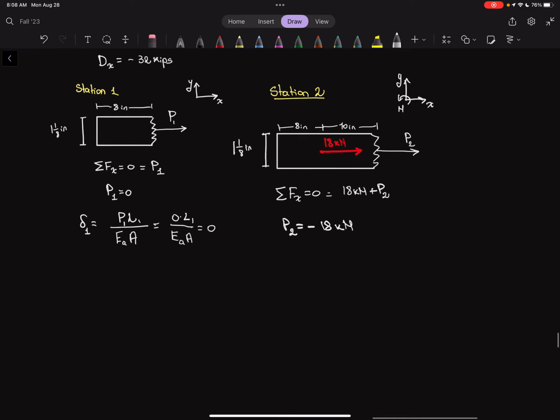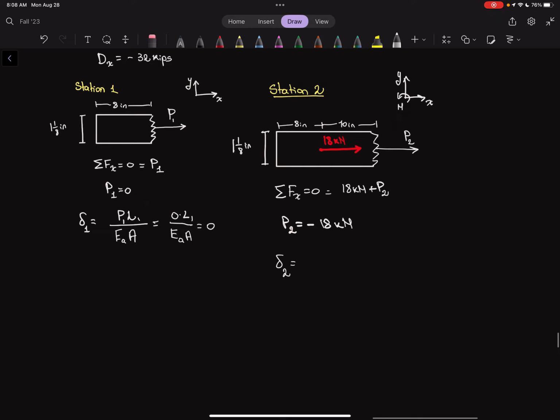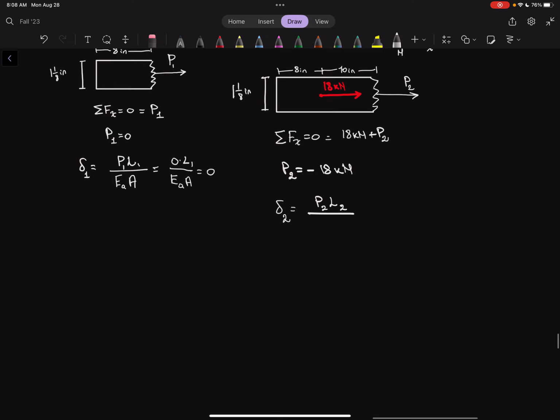18 kilonewtons. Now here, the deformation 2 will be P2 times L2, which is this L over here, because remember, we've already proven that this is not deflecting because there's no internal force in it for this superposition part. And now we divide by E of the aluminum times the area of that part. So we'll call this area of the aluminum as well. And now we can plug in the numbers and actually do the calculations for finding this out. And so why don't we go ahead and do that?